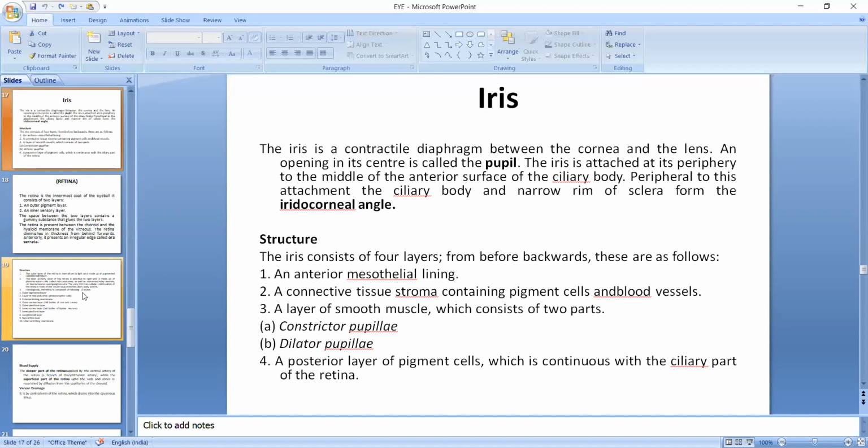Structure: the iris consists of four layers from before backwards. These are as follows: an anterior mesothelial lining; a connective tissue stroma containing pigment cells and blood vessels; a layer of smooth muscle which consists of two parts, that is, constrictor pupillae and dilator pupillae; and a posterior layer of pigment cells which is continuous with the ciliary part of the retina.